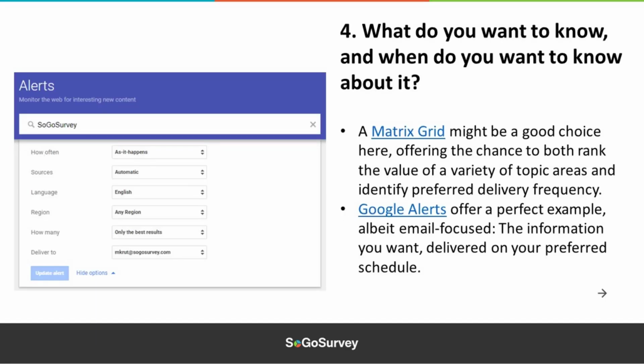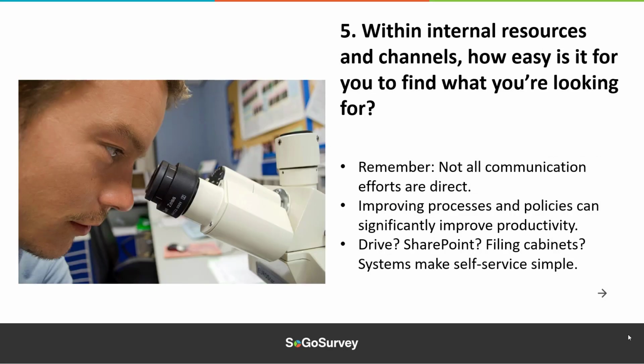What do you want to know? When do you want to know about it? Google Alerts, for example. We know that this is a really common way, and it's really breaking it down for you too. It's email focused, of course, in this case, but we're finding out about communication. How often do people want to hear about what kind of information? How often do they want to receive it? In what way, for example? So a lot of topic areas, frequency of delivery, all of that content is in there.